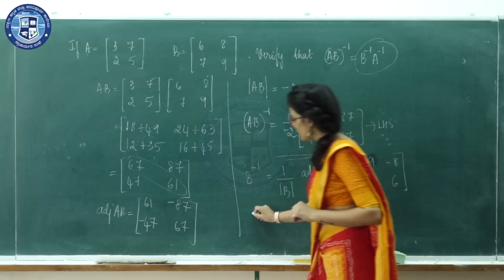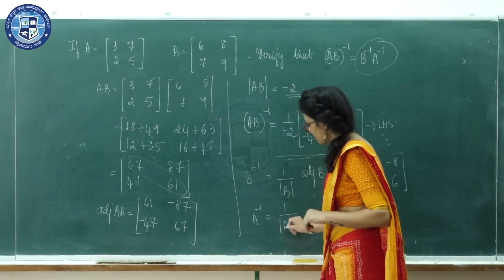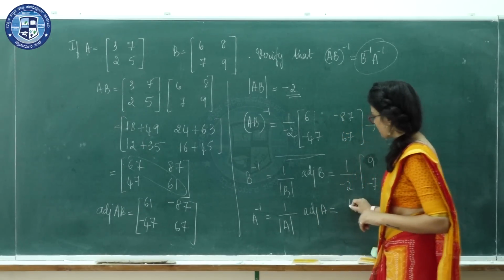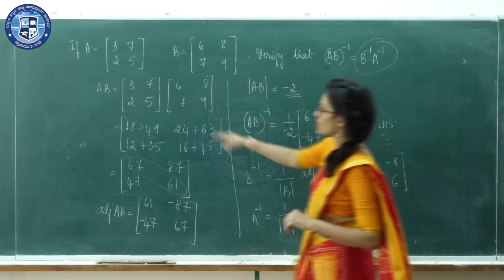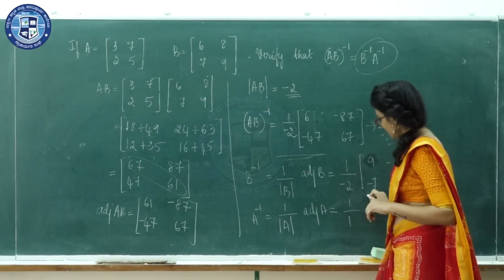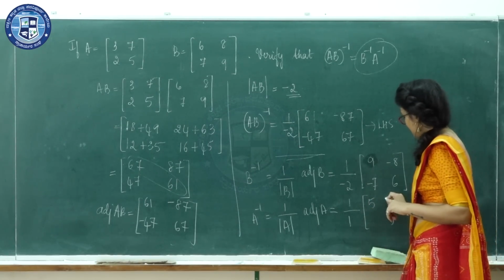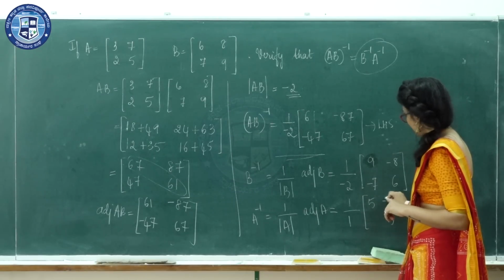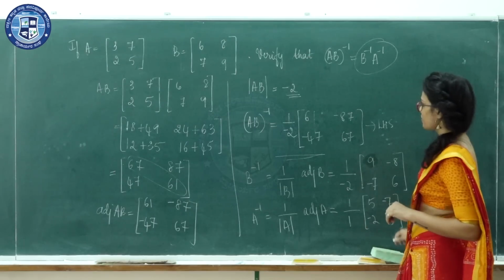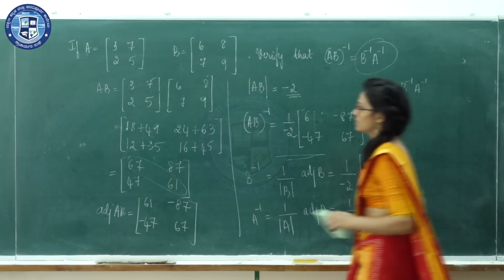Okay. Now similarly, let us find the value of A inverse. So A inverse is 1 by determinant of A into adjoint of A. Okay. So 1 by determinant of A. So we get 5 into 3, 15 minus 14, that is 1 into adjoint. So 5, 3, minus 7 and minus 2. Okay. Now we have to find the product B inverse into A inverse. I will do that here.